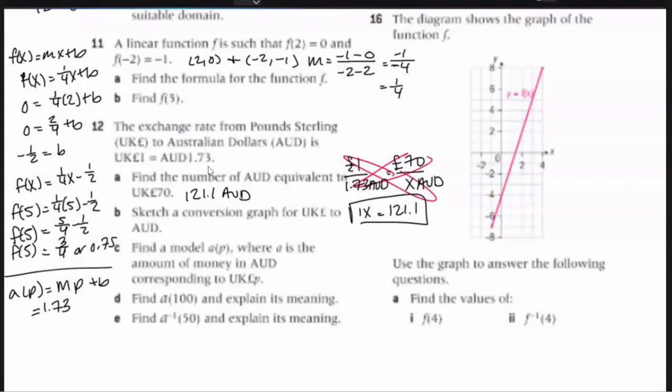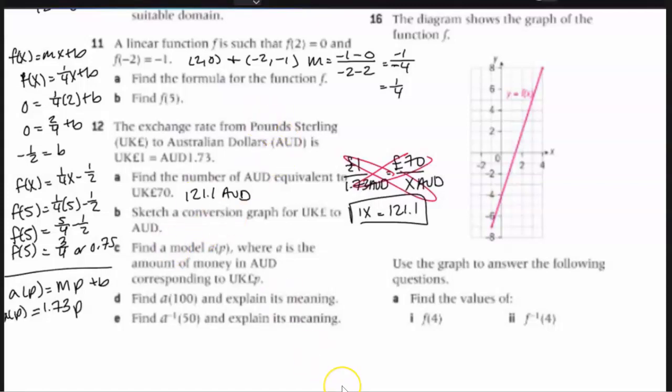And you have to be careful because this is not your rate of change. This is saying how many Australian dollars you have for 70 pounds. Rate of change is per 1. So for example, 1 pound is 1.73 Australian dollars. So A of P equals 1.73p.